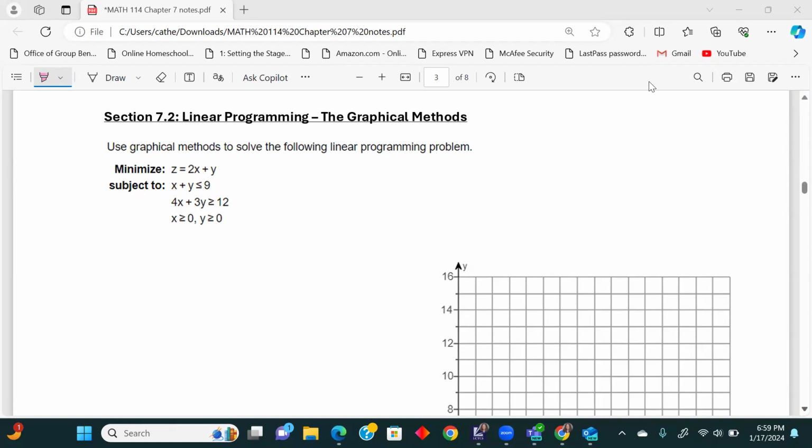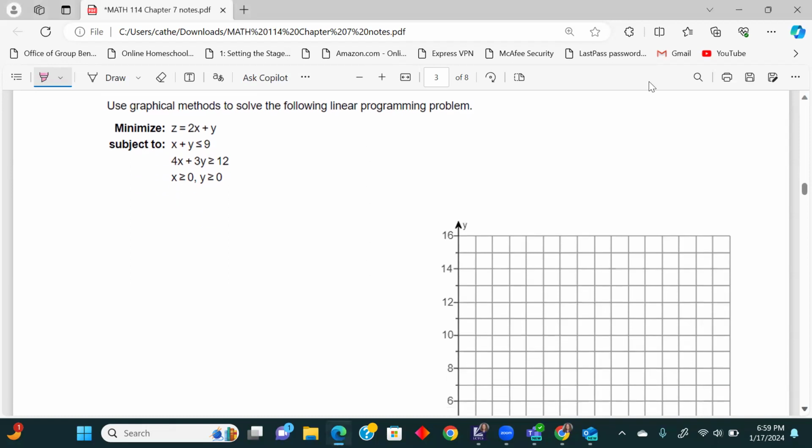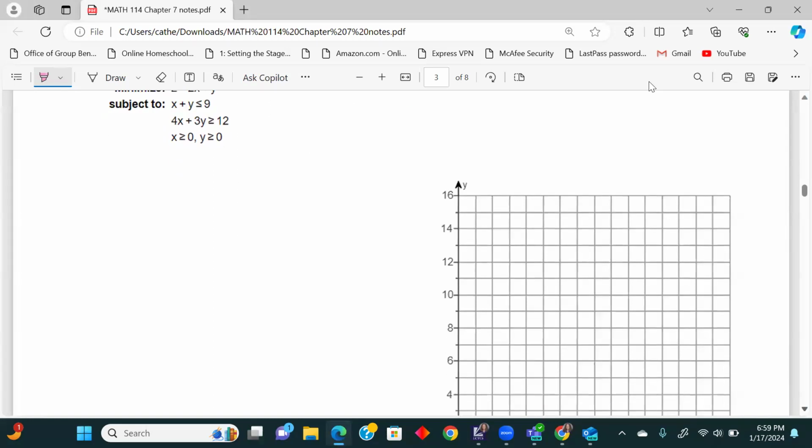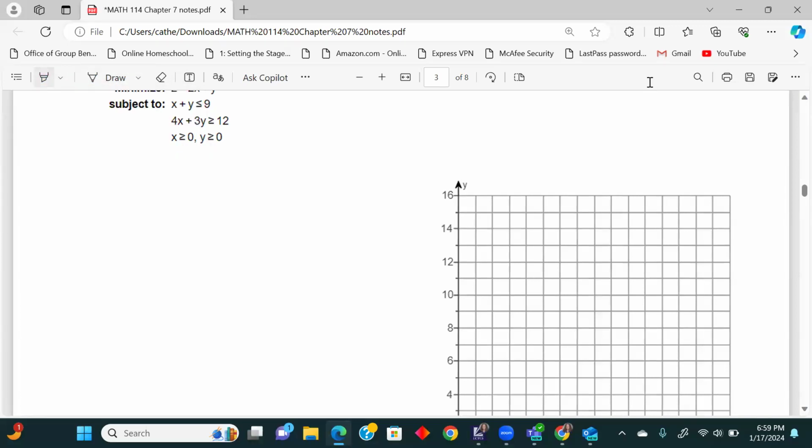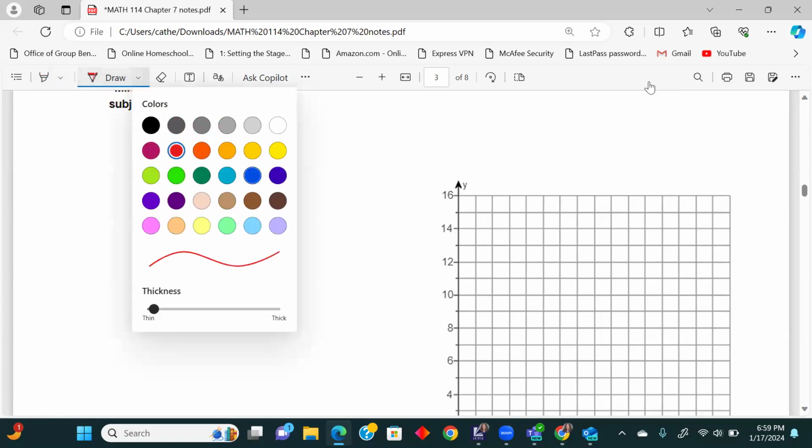Okay, so we need to minimize z equals 2x plus y, and it's subject to the following constraints. Okay, so we do need to graph these. If you ignore the inequality signs, we do need to graph these. So let's look. All right, so these two down here, let's look at those.